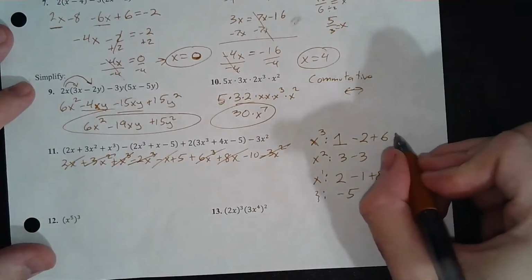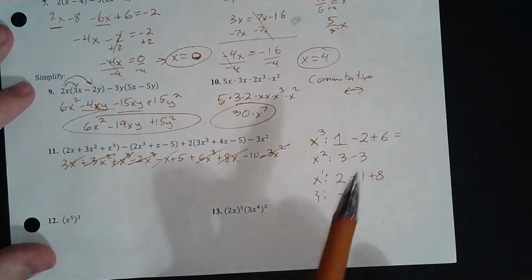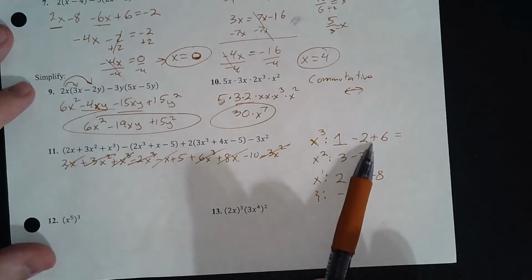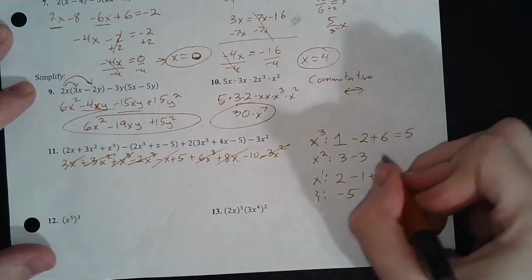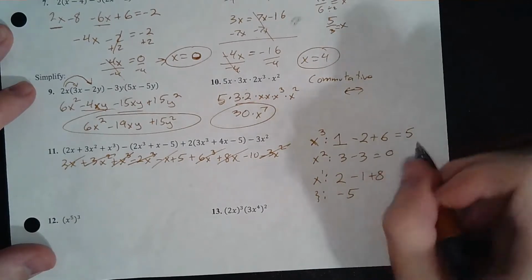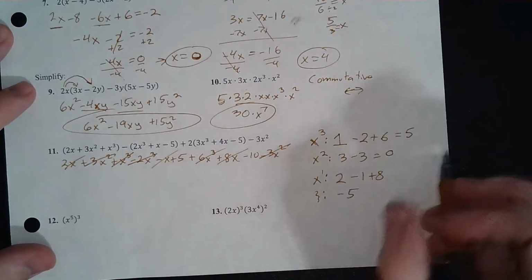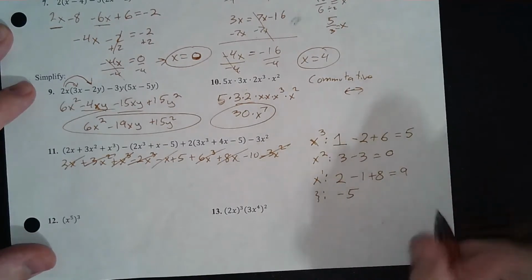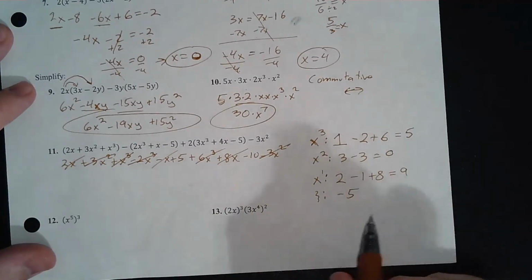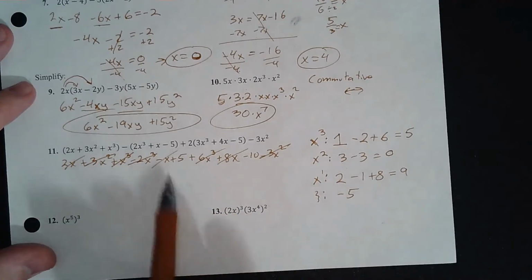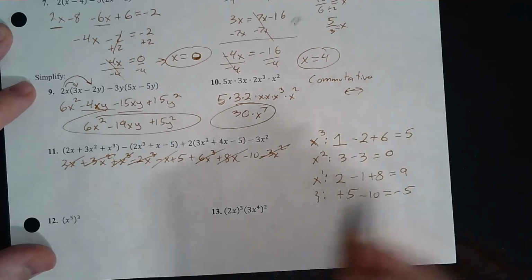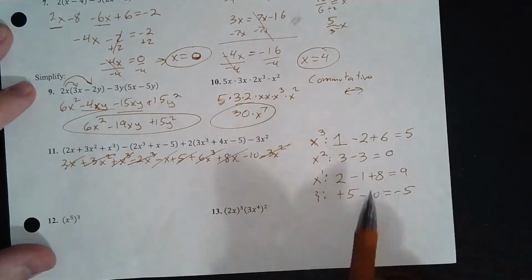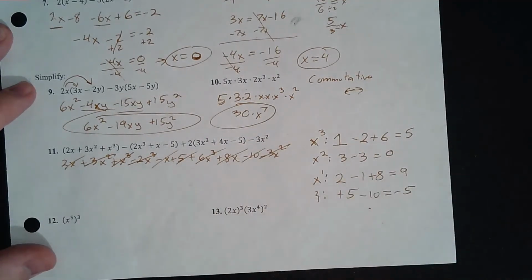Let's see what these numbers add up to. You can use a calculator, of course, if you'd like. But 1 minus 2, that's negative 1. Plus 6, that's going to give you positive 5. 3 minus 3 is 0. 2 minus 1 is 1. Plus 8 is 9. Oh, and I forgot to write this. I'm sorry, guys. I kind of did this part in my head. I meant positive 5 here, minus 10, and that gives you negative 5. I apologize. So I use the 5, cross that off, the negative 10, cross that off to get the negative 5. I apologize for going too fast there.